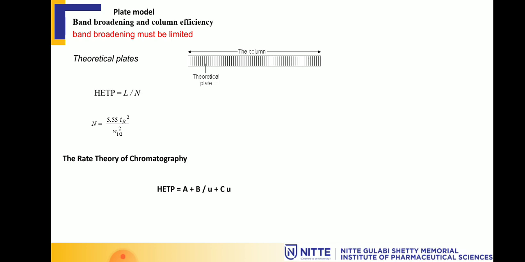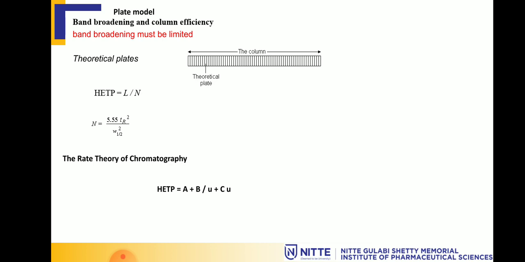L is the length of the column, and N is the number of theoretical plates, whereas N, the number of theoretical plates, is calculated by a formula. It is a Gaussian based formula which you will learn in the normal distribution curve, which gives this formula: number of theoretical plates is equal to 5.5 into the retention time divided by half of the width of the peak, squared.